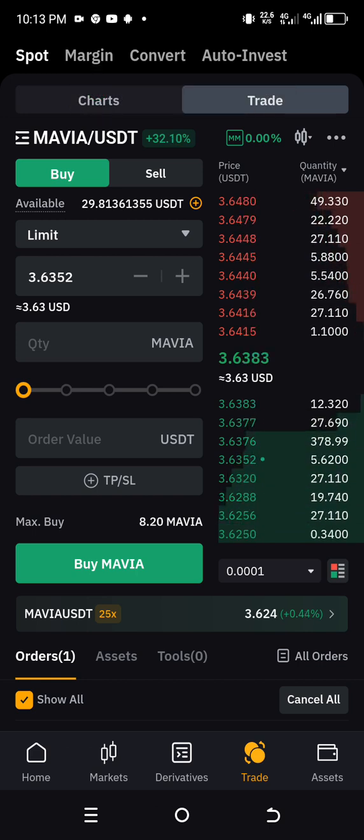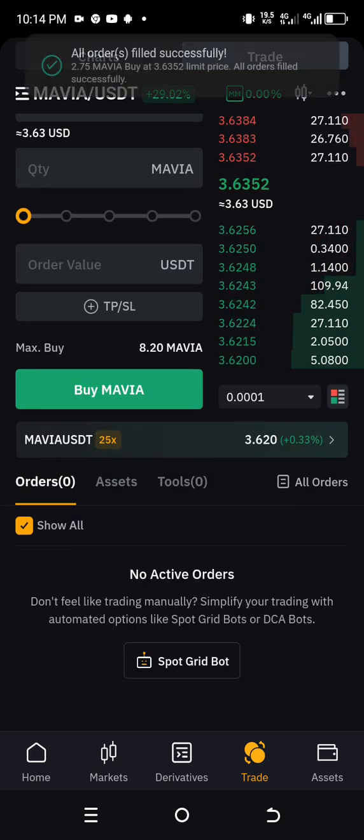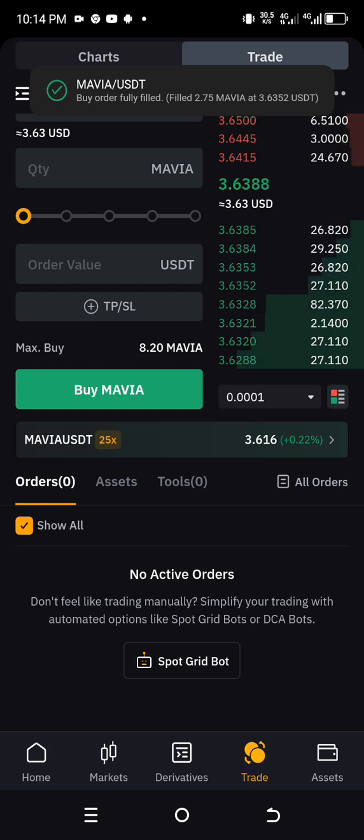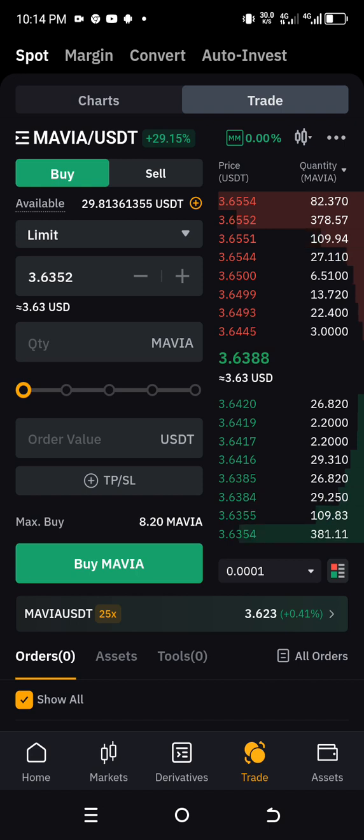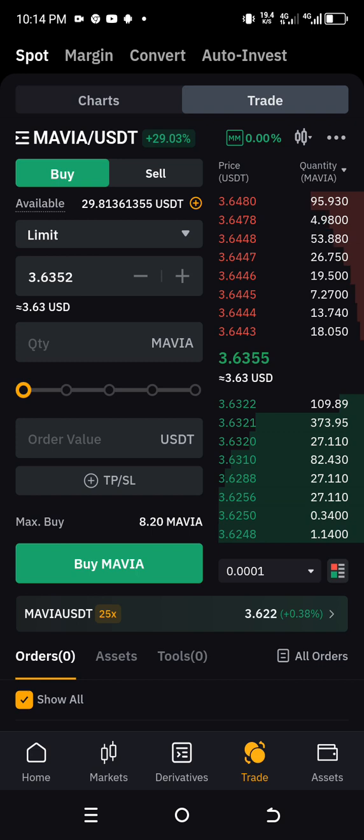Since I've bought it at this volume, my order has been executed. I currently bought this one at 3.6352. Then there is something else I need to do. You can check how low this one is going to be. You can see this very place, down here is 3.62.